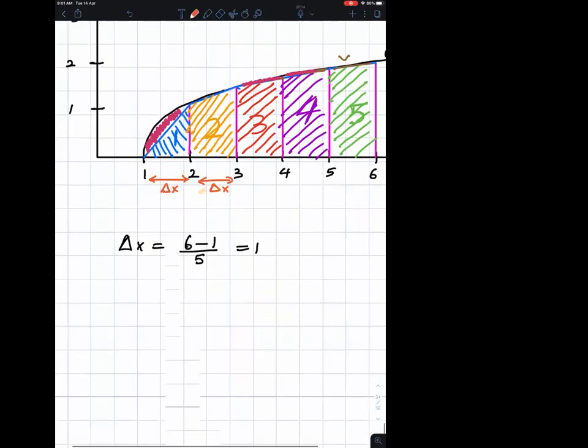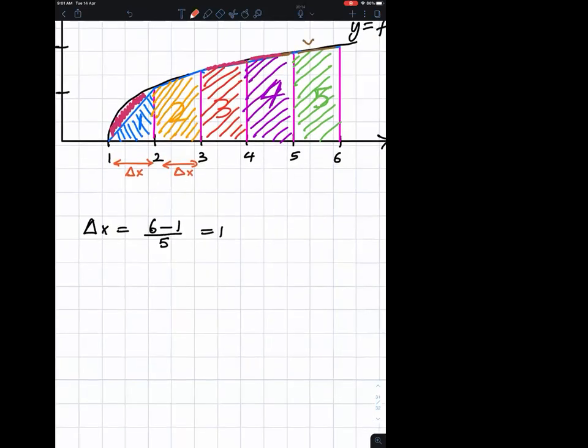And the width can be found by taking the difference from the extreme points. 6 minus 1 divided by the number of segments, which is 5. 6 minus 1 divided by the number of segments. So that will give you the step size.